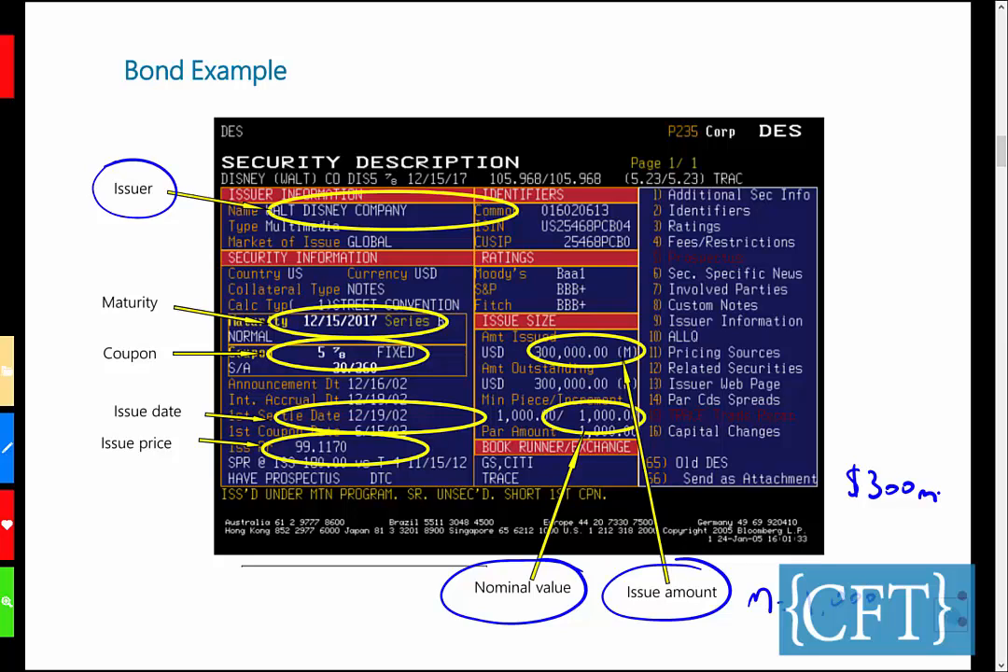Now what else do we have on the screen? We've got some other key things that we've already mentioned. First of all, maturity. This bond matures in December 2017 on the 15th. Now when was it issued? You can see that it was issued on a very similar date to that, on the 19th of December 2002. So this bond is said to be a 5-year bond. You could actually say it's 5 years less 4 days, but we'll just round that and say it's a 5-year bond.